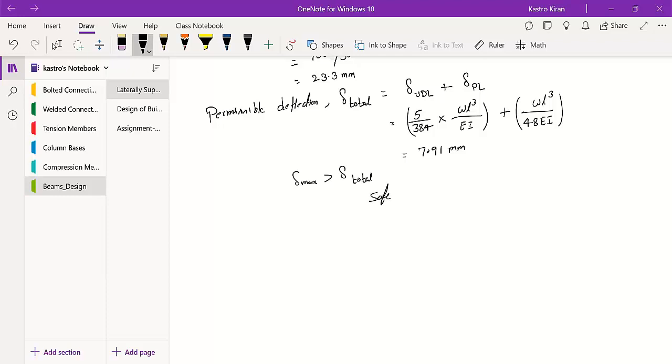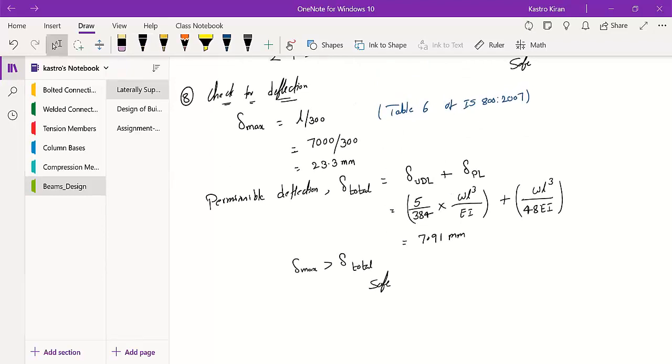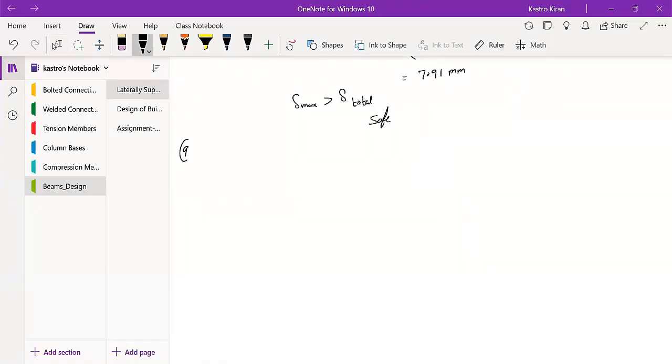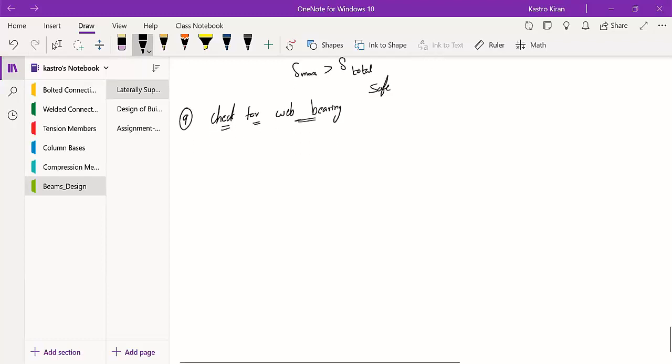Okay, so up to here you have an idea, right? Up to check for deflection, you have a very clear idea. Now here you have another concept. I mean, you have to solve for another step, which is check for web bearing. When you have a combination of loads, remember you have to solve for this step also. When you have only a single load, you don't need to solve it. But when you have a combination of loads, you have to go for this step as well.